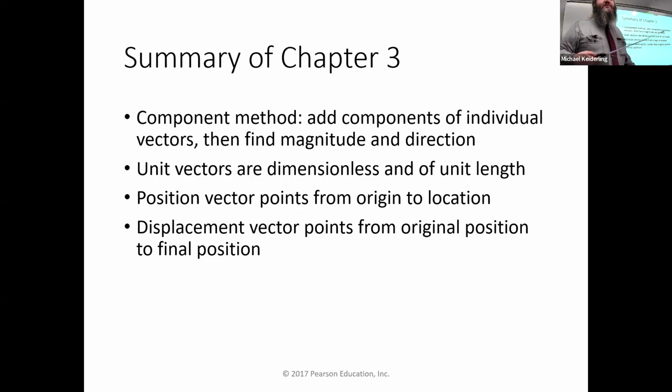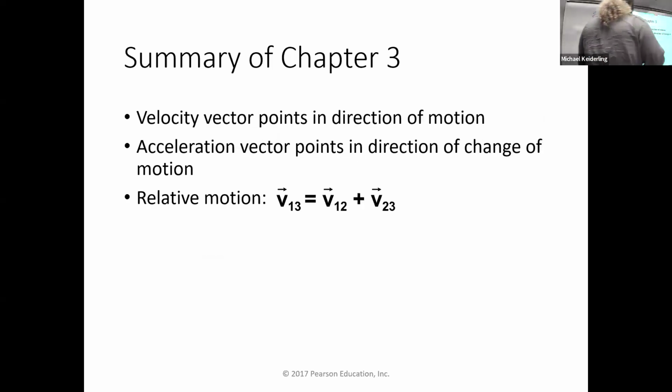There are unit vectors, which are dimensionless and of unit length, and the position vector points from the origin to a location. The displacement vector points from the original position to the final position, and it is the position vector of the final position minus the position vector of the original position. The velocity vector points in the direction of motion. The acceleration vector points in the direction of change of motion.